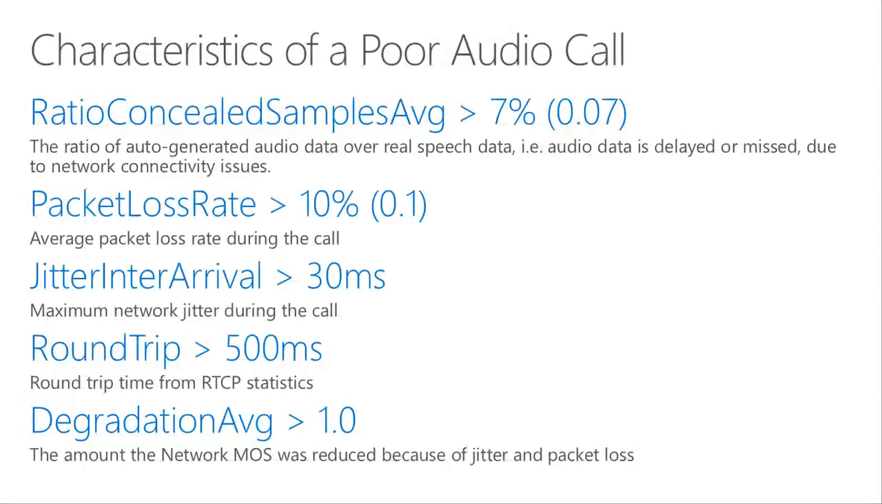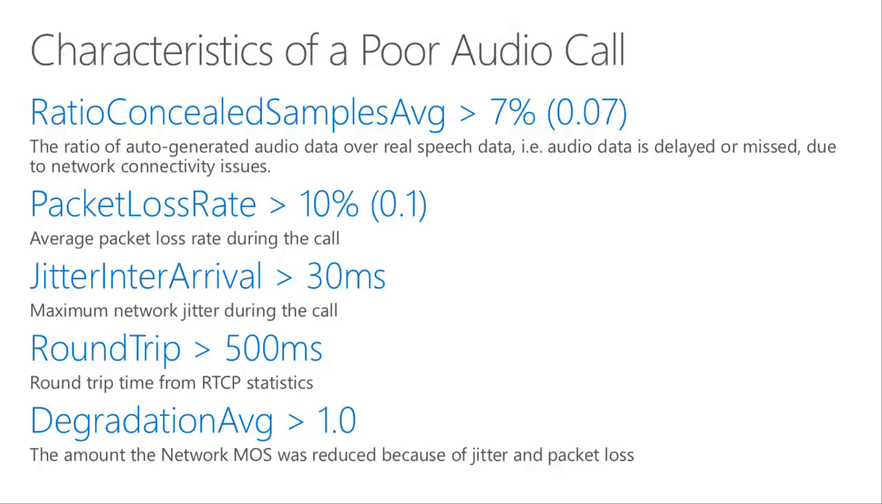The next one is packet loss rate greater than 10%. Anyone have networks that have packet loss greater than 10%? No. So obviously this is a high number. But when you're looking at poor calls, anything that's 10% and above would be really bad. Anything less than 10% is going to be bad, but your users still may not actually notice it that much.